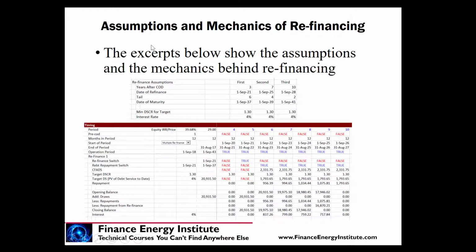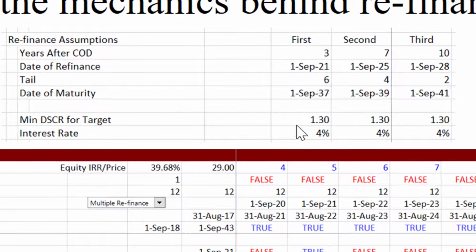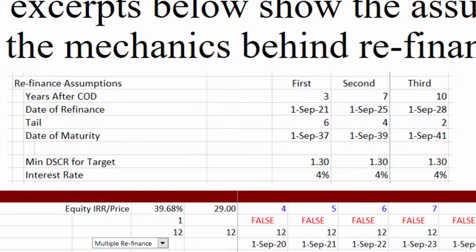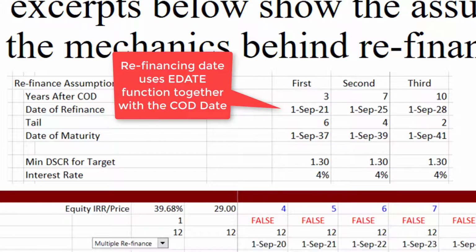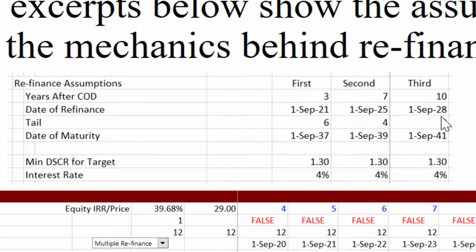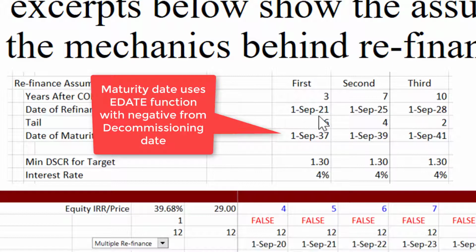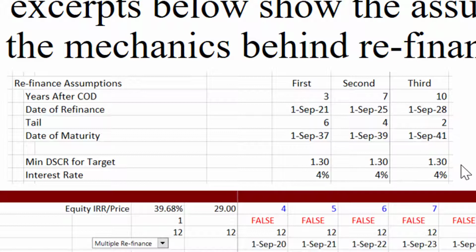So here's what I did. In an assumptions page in a model, I said, well, let's put these. These are not in blue because they come from a kind of table with a bunch of different scenarios. But let's say we can refinance in 3 years after the COD, 7 or 10 years after the COD, and then we put our dates of the refinancing in, and then we say our refinancing is going to be defined by some tail. We can make a longer tail or a shorter tail. If we make a really shorter tail, the refinancing is much bigger. If this tail is only 2, we'd have much bigger debt. It's like a bigger debt size. And then we can define the interest rate and the DSCR.